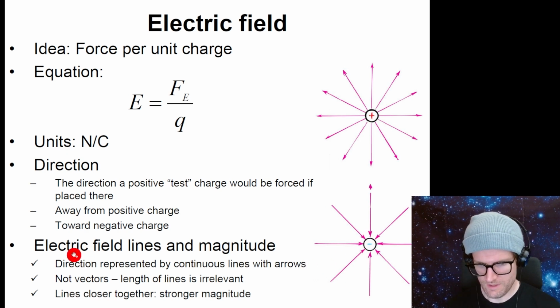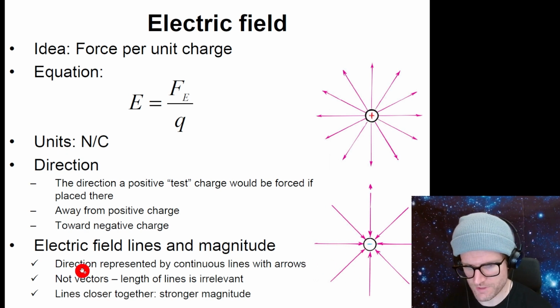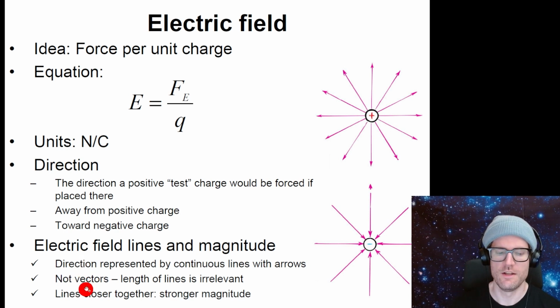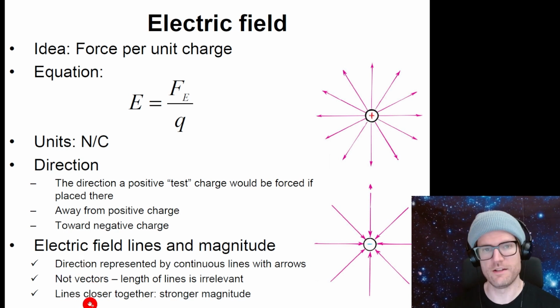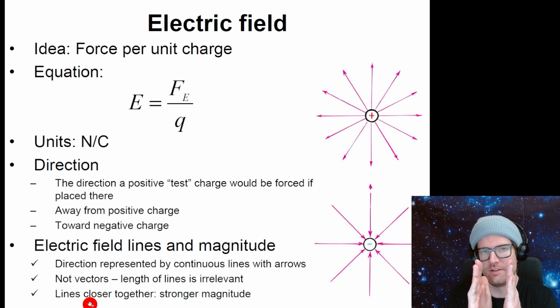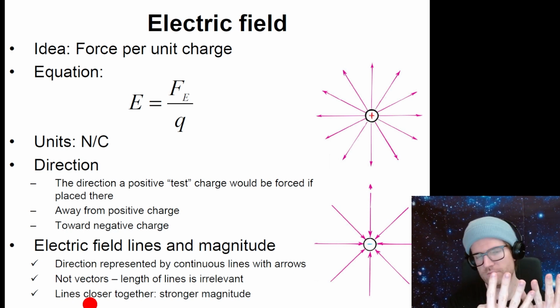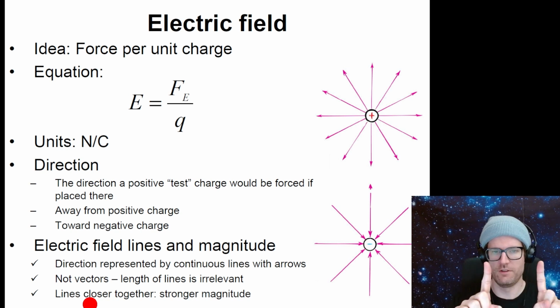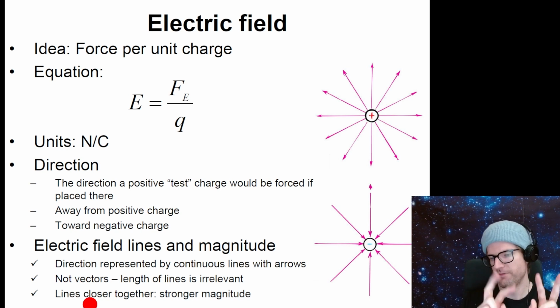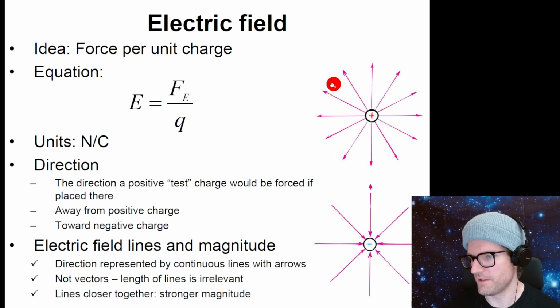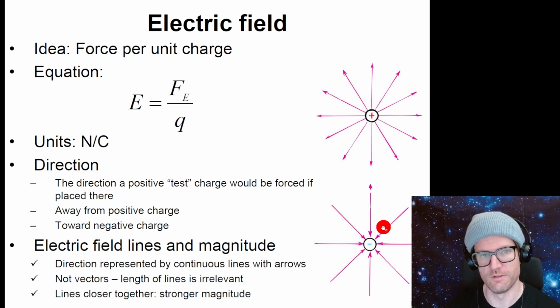Okay. The electric field's magnitude and direction are represented by continuous lines with arrows. It's not vectors. Basically, if the lines are close together, then the field is strong. If the lines are far apart, then it's a weak field. So this has a stronger field than this one.